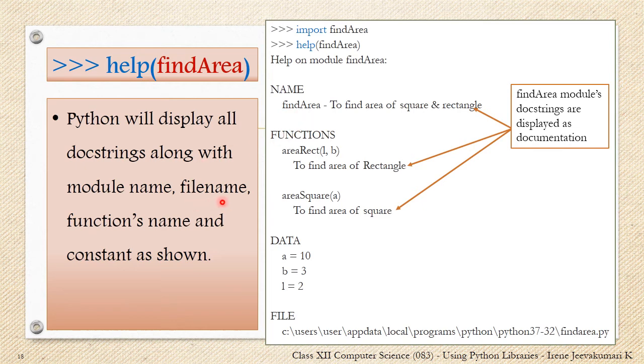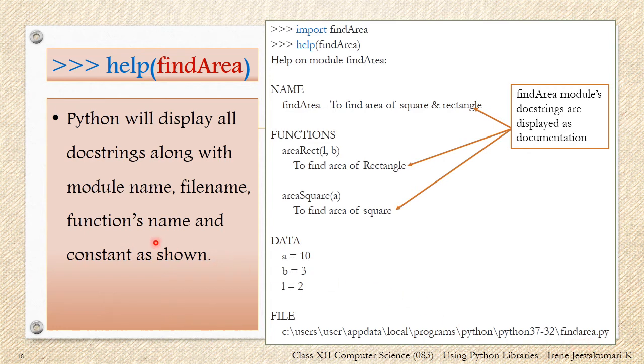And the second one is file name. Here the file name is given with the entire path, starting with C:/ and ending at findarea.py. So this is the file name of the module find area.